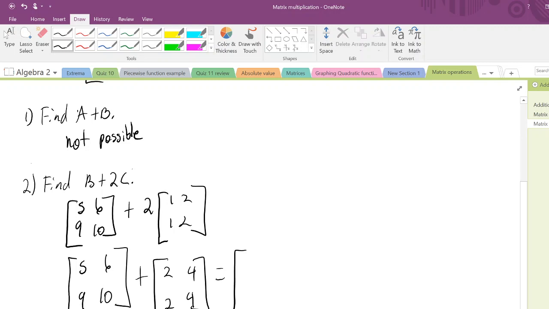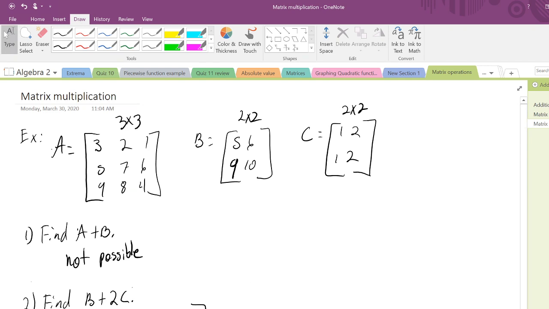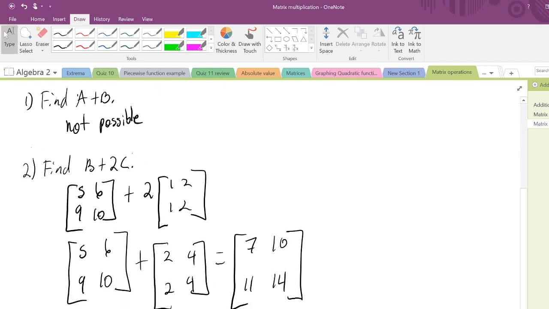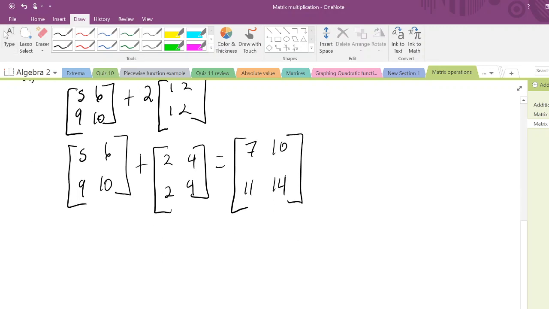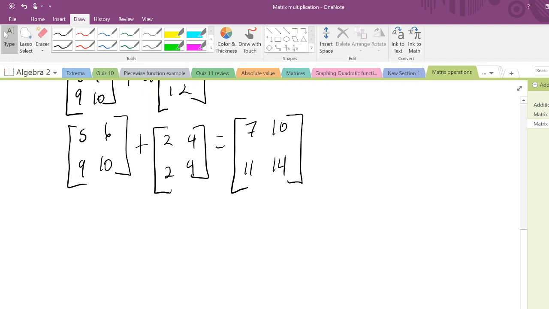So 5 plus 2 is 7. 6 plus 4 is 10. 9 plus 2 is 11. 10 plus 4 is 14. So this is your final answer. I know this is pretty simple, and I'm glad you guys got the hang of it. All right, but this is helping you understand what's coming up. All right. So what is going to happen with a matrix by matrix?